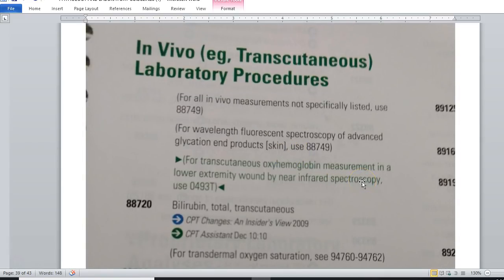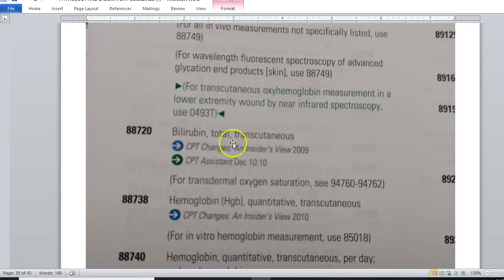Again, another set that doesn't have any guidelines, the in vivo, these are the transcutaneous procedures. For instance, 88720, they do this to babies all the time. At the hospital near me, they have this little wand that they pass over the forehead, and it gives them a bilirubin reading to see what's going on. We can also do hemoglobin, transcutaneous. So again, this is through the skin.